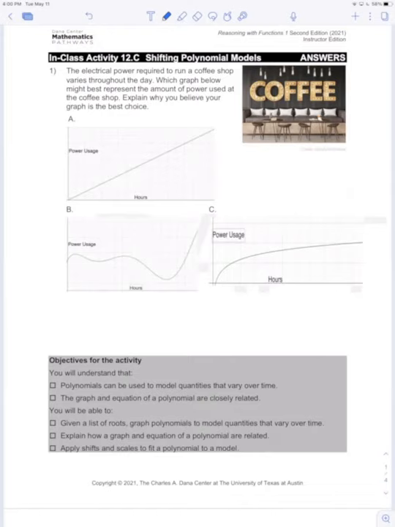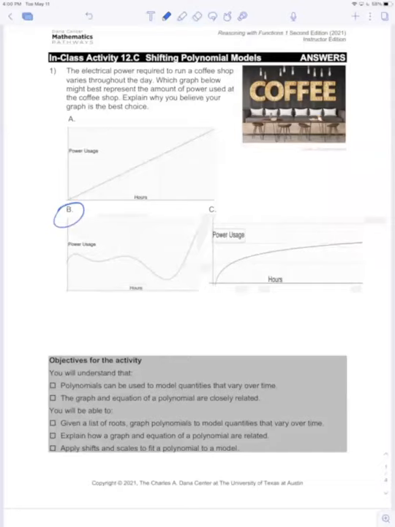We have three graphs, A, B, and C, and since the electrical power used during the course of the day at a coffee shop would vary, it looks like B, the second graph, choice B, would be the correct choice here.